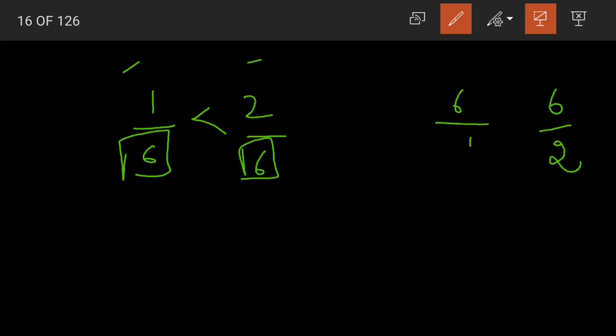Now what we need to do here is compare the denominators, and the important point to note is that the fraction with the smaller denominator will be our greater fraction. Understood children? In the case of numerators, the greater numerator was the greater fraction, but in the case of denominators, the smaller denominator will be our greater fraction. Okay?